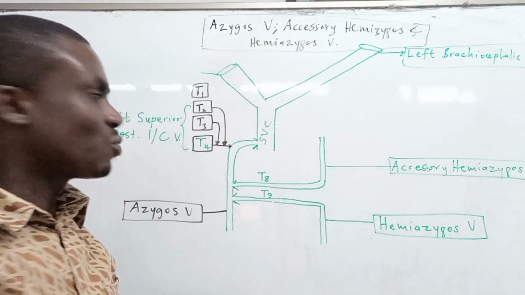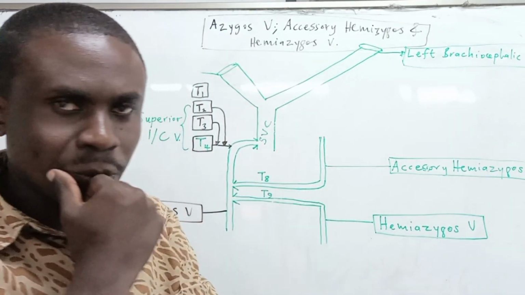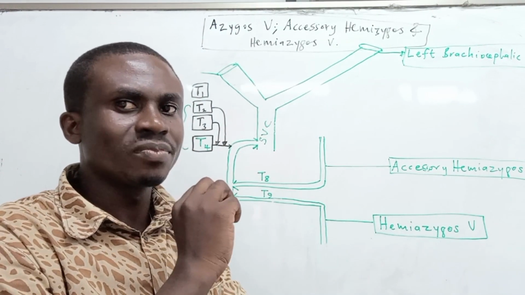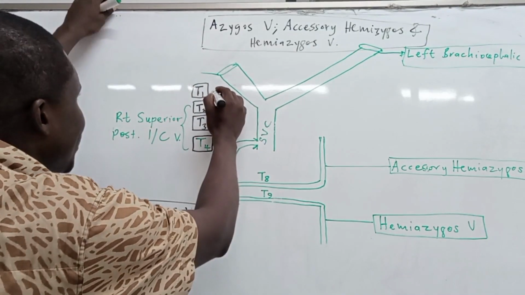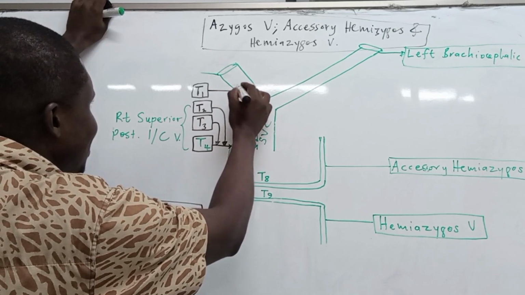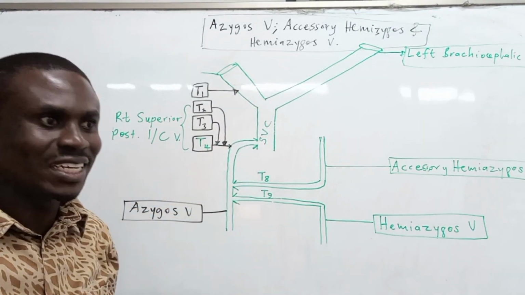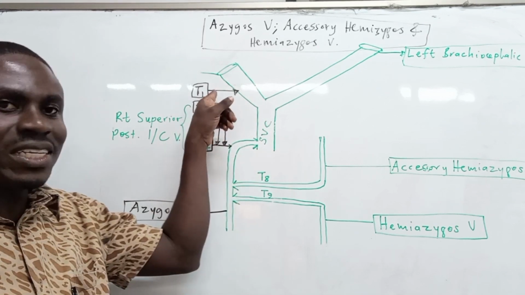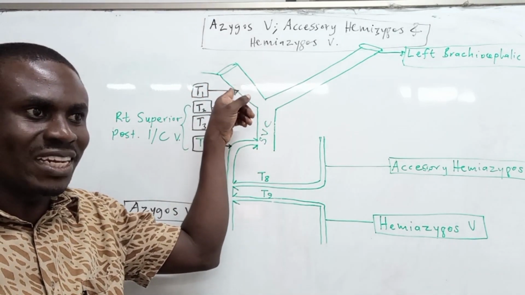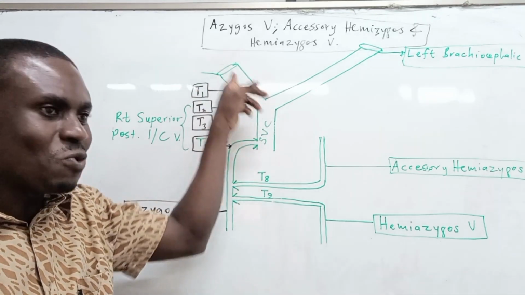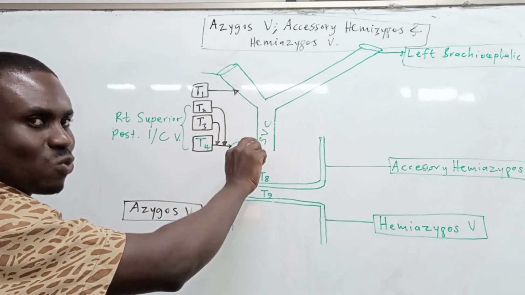Great, so that's what we see. Now the point is, how about the first one? Now the first one goes directly this way. Now look at where it is. It will just go directly and drain towards something very close to it. Where is it draining to? That's the first right posterior intercostal vein. It drains directly to something which is very close to it. Now these guys, they join to drain into this one.